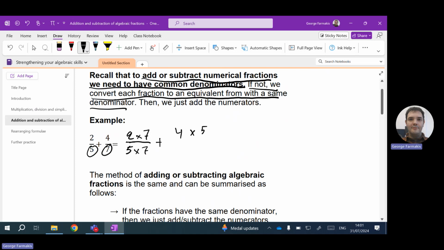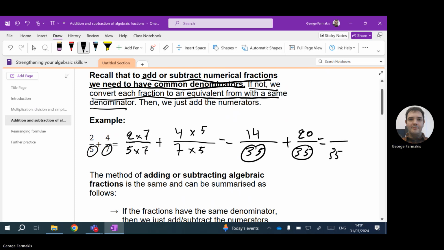So I multiply now with the denominator of the first fraction, 7 times 5. Whenever I multiply the denominators, I will get equivalent fractions with the same denominator. So here I have 14 over 5 times 7, 35, plus 4 times 5, this is 20, over 35. So you see we have now same denominators, and I can just add the numerators. So 14 plus 20, so 34 over 35. This is how you can add numerical fractions.